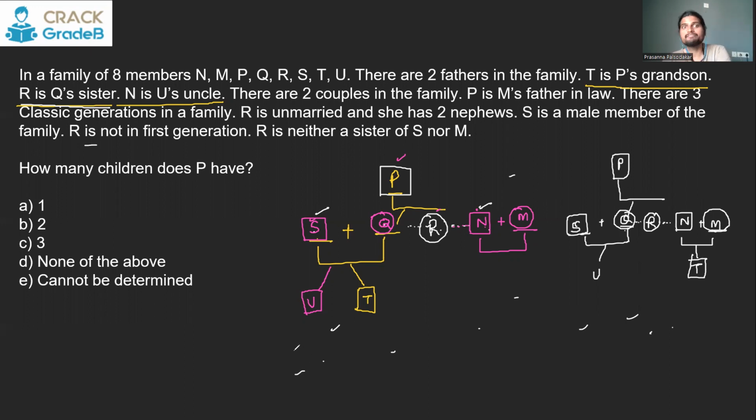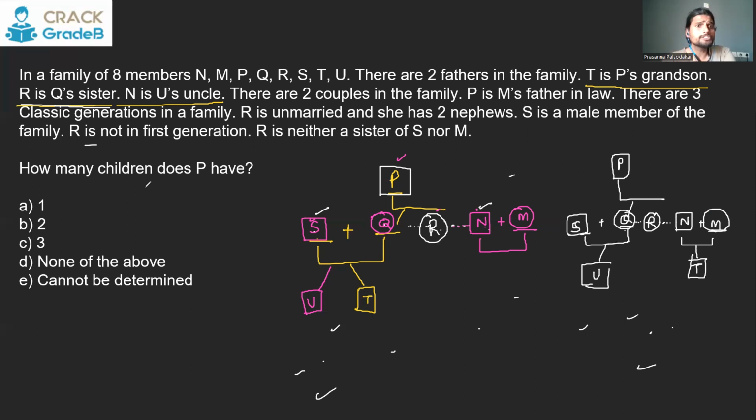There are three generations in the family. R is unmarried. She has two nephews. That makes this also the male. S is a male member of the family. Here also and here also S is male. R is not in the first generation. R is neither the sister of S or M. So there are such two possible cases that we can derive out of it.